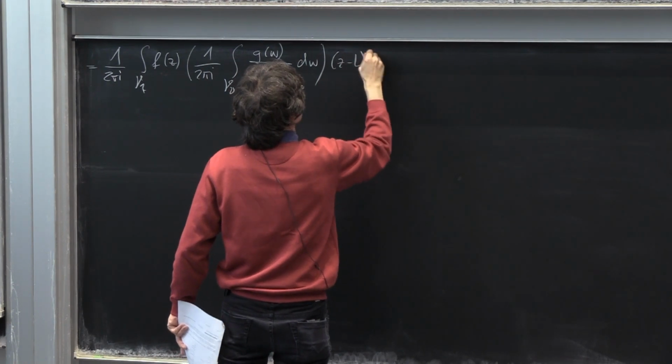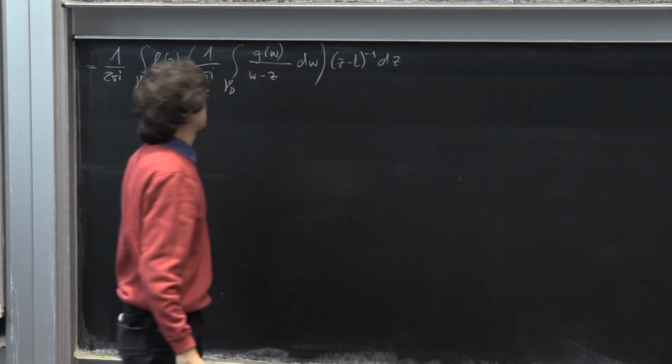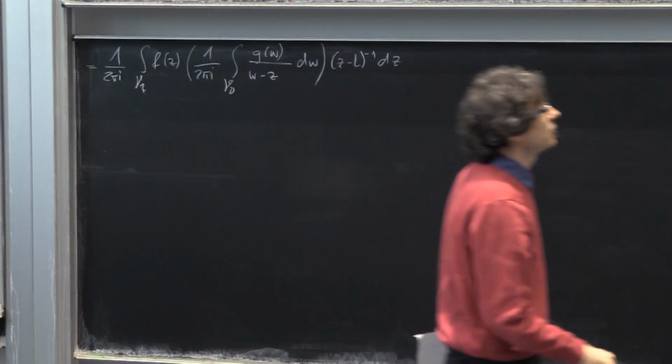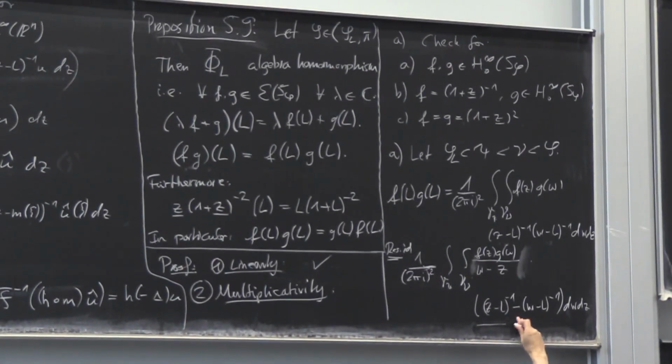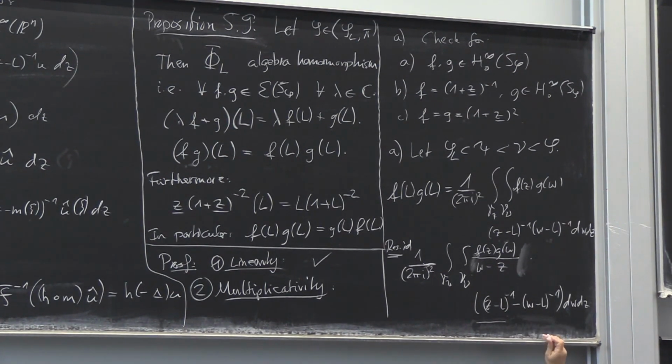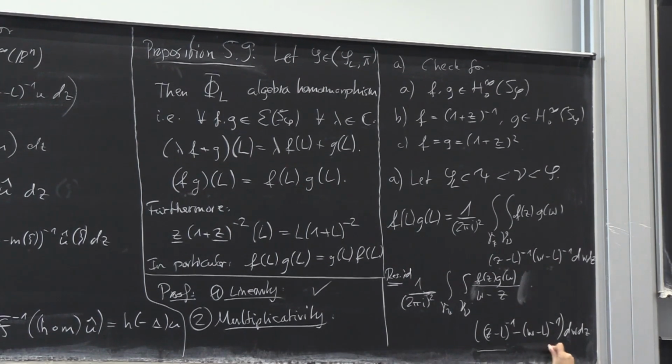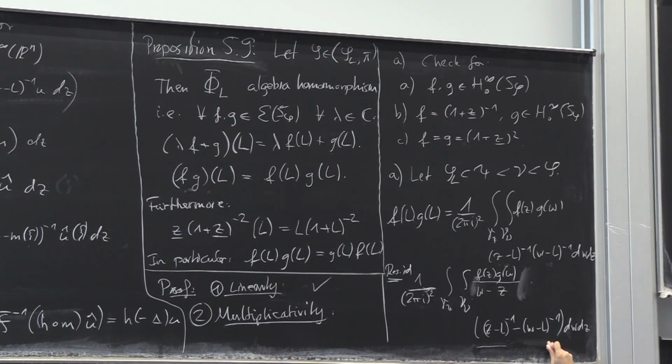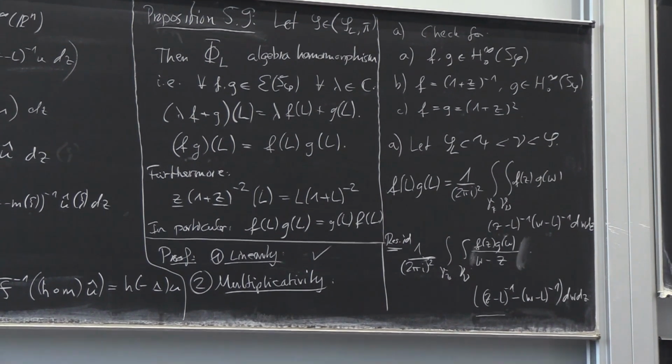Z minus L to the minus 1 dz. Yeah, this is the first one. This is the one that you get from this one. And now we have a second one with this factor. And in this integral, we will do a Fubini theorem, so we will change the order of the two integrals and do the same stuff as before.